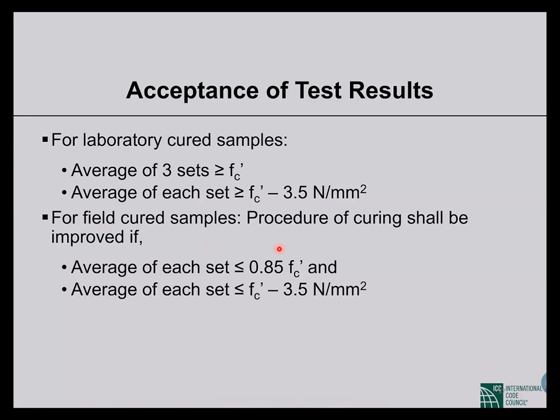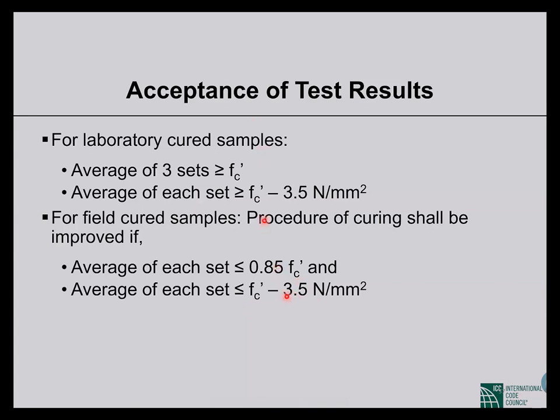For field cured samples, the average of three sets must be more than 85% of fc prime. And the average of each set, again, must be more than fc prime minus 3.5 megapascal or 500 psi. So this is the acceptance criteria.